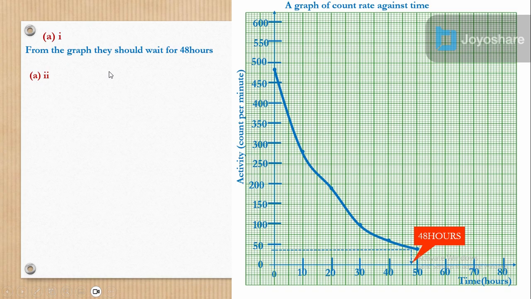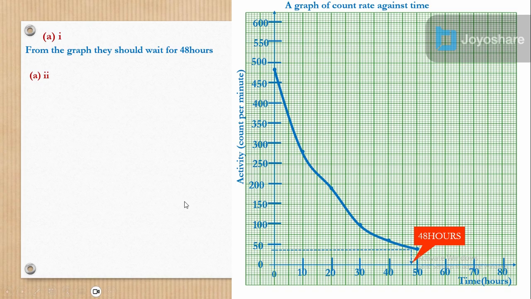So you realize that now we go to Roman number 2, still about that question. Part Roman number 2, they say explain to the relatives why they need to wait for that time before they enter the isolated room. So they want us to explain to the relatives why they need to wait for that time.